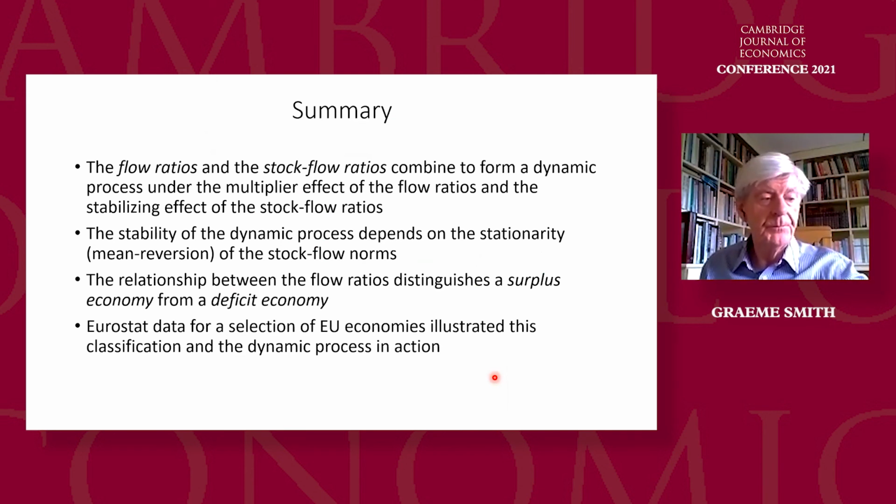So in summary, the objectives of this talk were twofold. Firstly, to explain the existence of this dynamic process formed by the multiplier effect of the flow ratios and the stabilizing effect of the stock flow ratios. And secondly, to illustrate how these combine to form surplus and deficit economies. And the convergence of national income to whichever of the flow ratios is constrained can be demonstrated by simulation, which is done in the paper, and also illustrated by empirical data, which is what we've done here. So the Eurostat data on the selection of EU economies was used to illustrate this classification and to show the dynamic process in action.